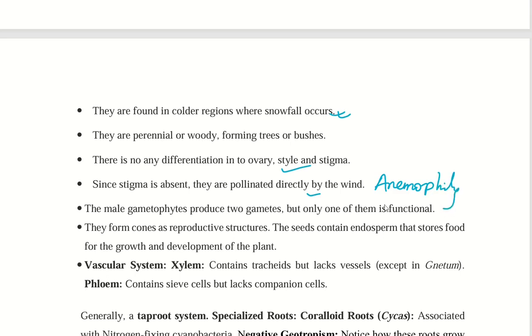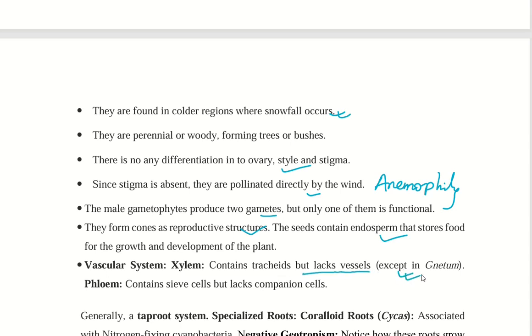And talking about the male gametophytes, they produce two gametes, but only one of them is functional, and they form cones as the reproductive structures. In the seeds, they contain the endosperm that stores the food for the growth and development of the baby plant. And the vascular system here is well defined, that is, the xylem contains tracheids, but it lacks vessels.